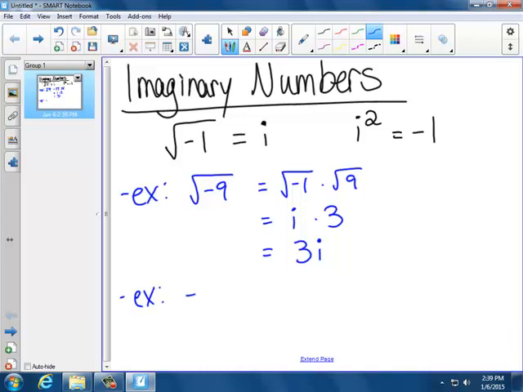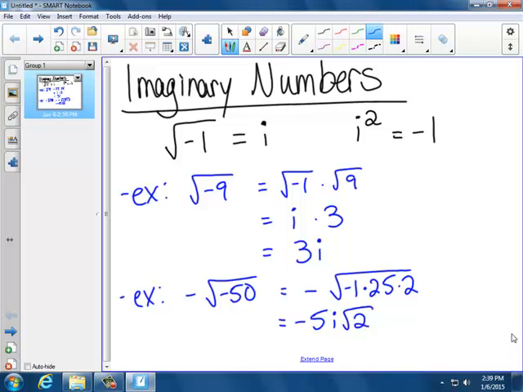How about the negative square root of -50? I'm going to break this down to -1 times what perfect square is in 50, 25 times 2. I have that negative hanging out in front. The 25 is going to come out as a 5. The square root of -1 comes out as an i, and then we still have the square root of 2. So that would be simplified as -5i square root of 2. Can't do anything else with that.